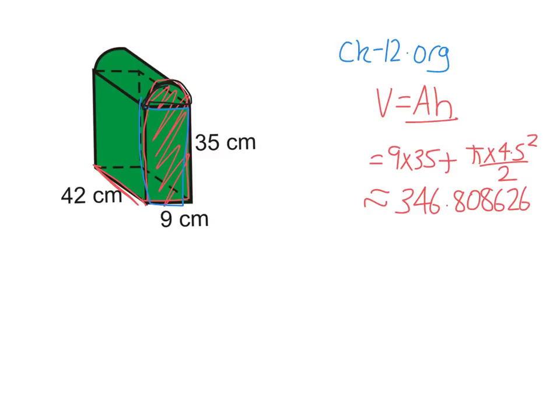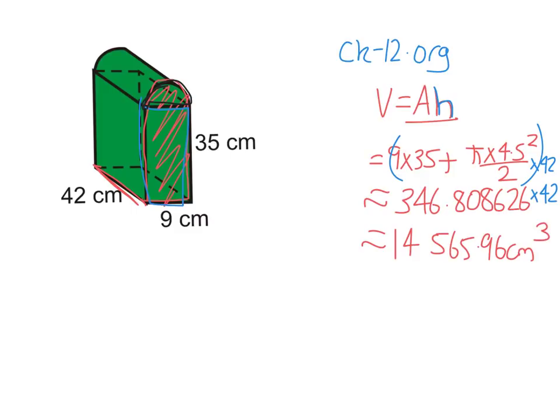So I'm going to take that number, which is the area of the base, and I need to times that whole thing by 42, because 42 is the perpendicular height. When I times it by 42, the answer I get is approximately 14,565.96, and this is centimeters cubed.